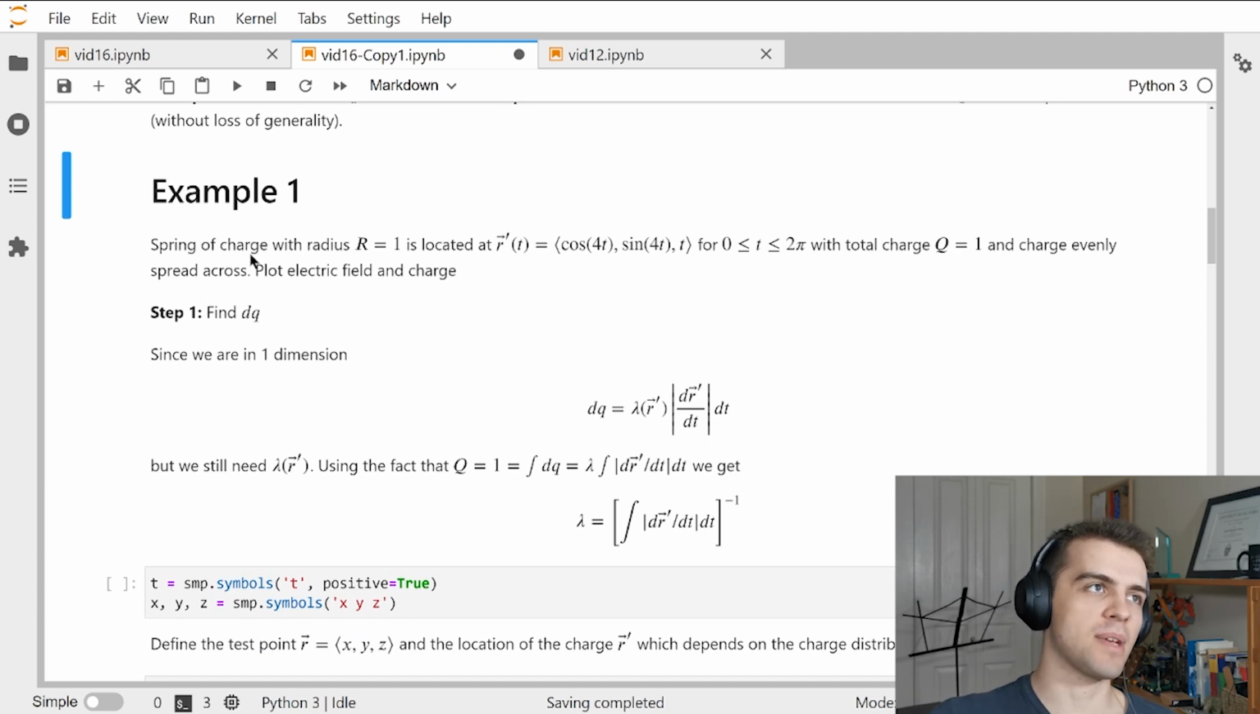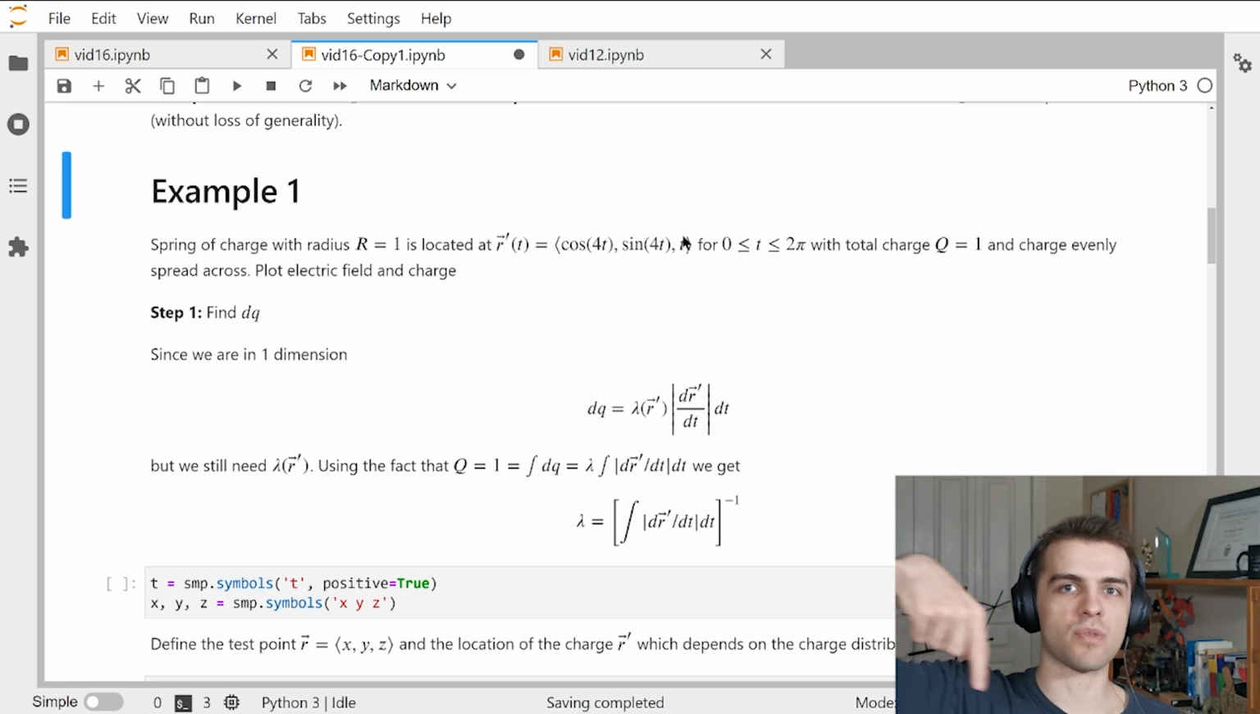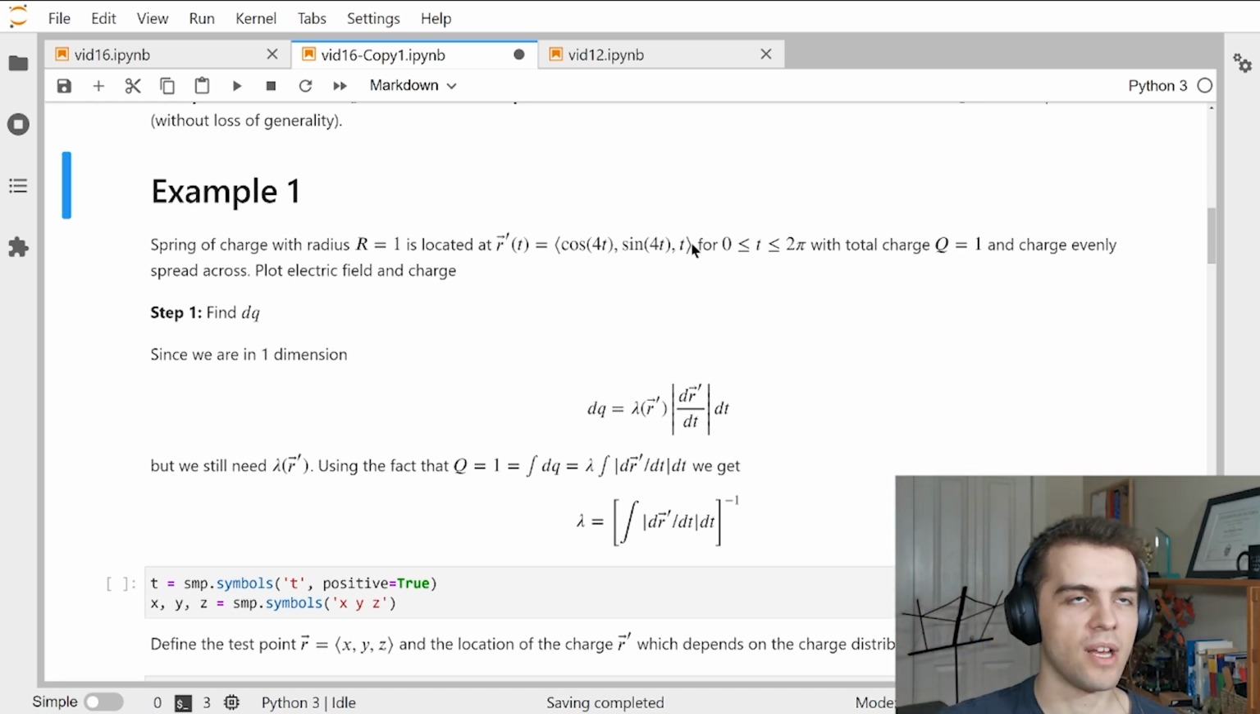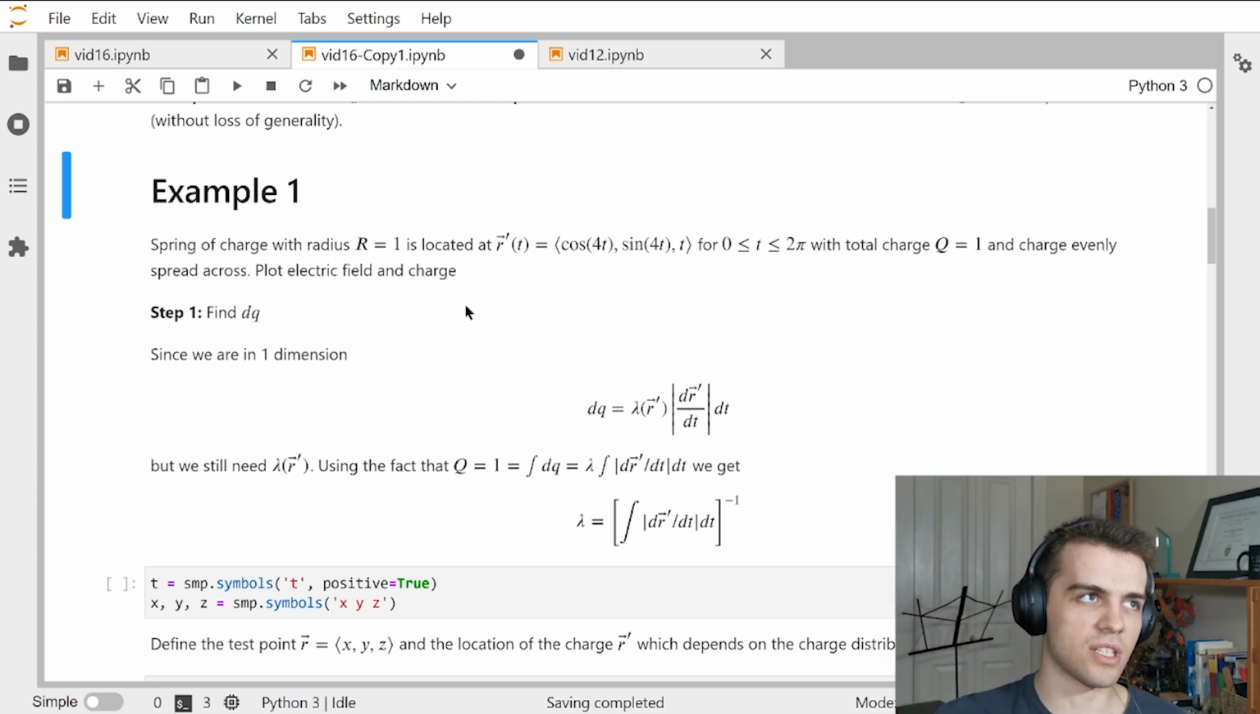So our first example is going to be a spring of charge, and I'll plot this later. It's got a ring radius R equals 1, and it's located at the following position. So it's cos 4t, sine 4t, and t. If the z-component were not there, that would just be a circle that goes around a few times, right? Cosine, sine, that's a parameterization of a circle, but it also increases with z, meaning that it twirls upward. For 0 less than t less than 2 pi, with total charge Q equals 1, and charge evenly spread across. So it's a spring of charge, it's one-dimensional, and it's got a constant charge density. Plot the electric field and charge.